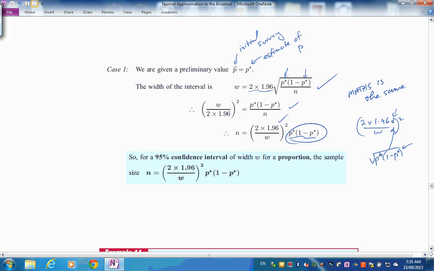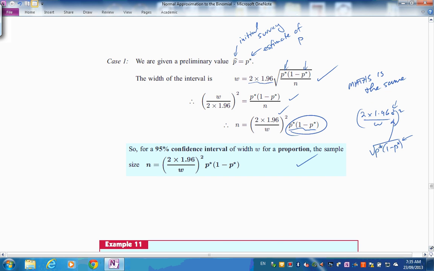Okay, so therefore we're going to use this to estimate how many people we'll have to talk to get a good estimate of a proportion. Okay, come down.